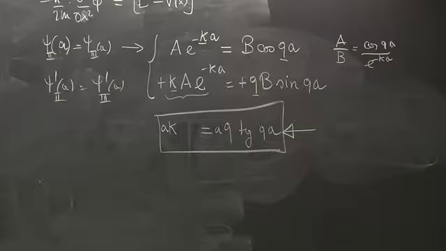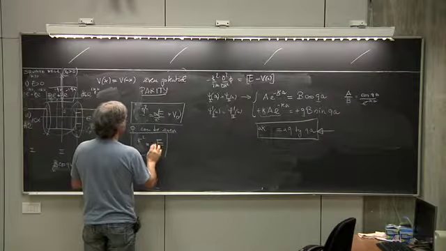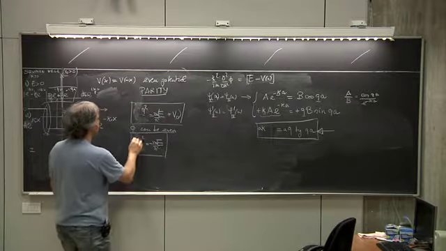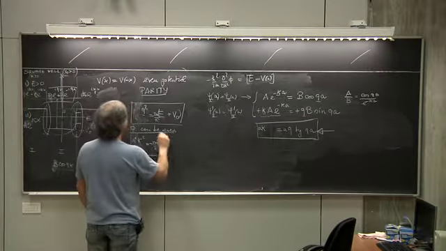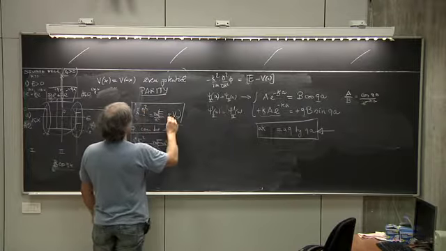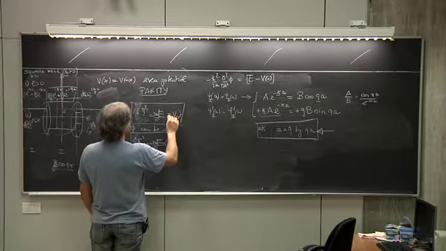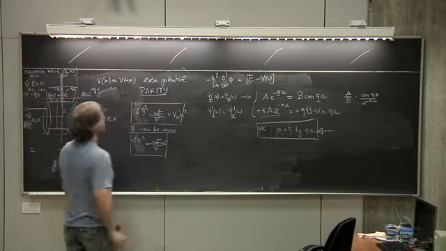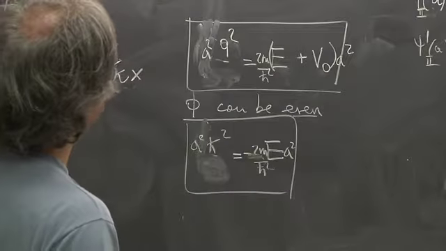That's not a bad idea, because after all, these are momenta, and Q times A is dimensionless, which is good. In fact, let us write this as 2m over h bar square, and this as 2m over h bar square. And now I put an a square there.